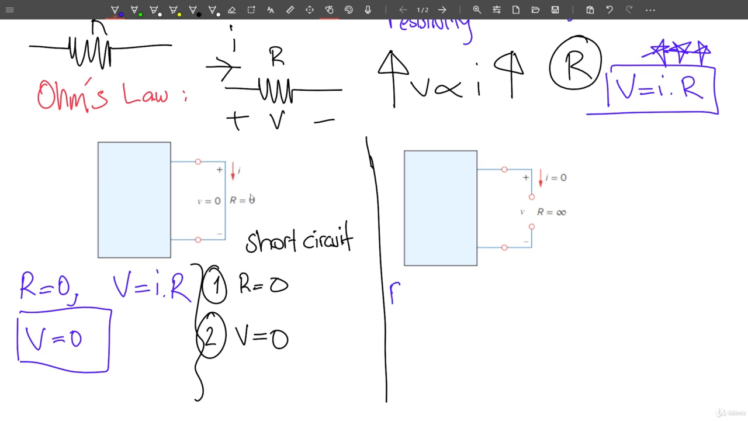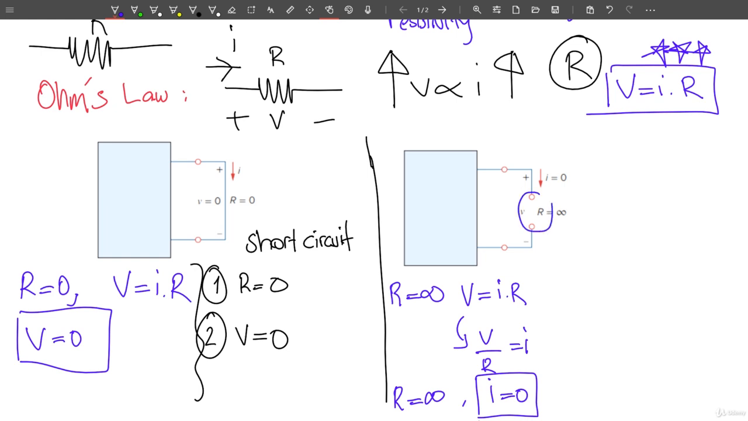So think about it. If our resistance value is infinity, our formula for Ohm's law is V is equal to I times R. If we rearrange the terms a little bit, we will have V over R is equal to I. So when we put R is equal to infinity, it is clear to see that our value for current is going to be 0. As you can see here, there is a disconnection. Therefore, our current cannot be any number but 0.